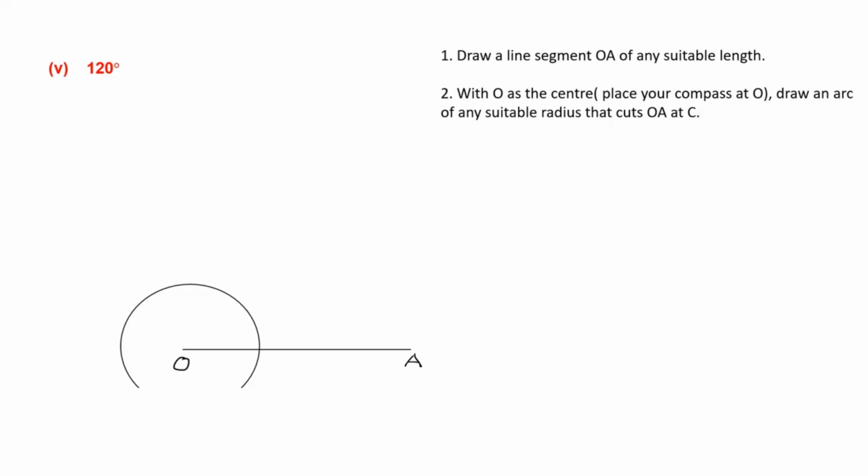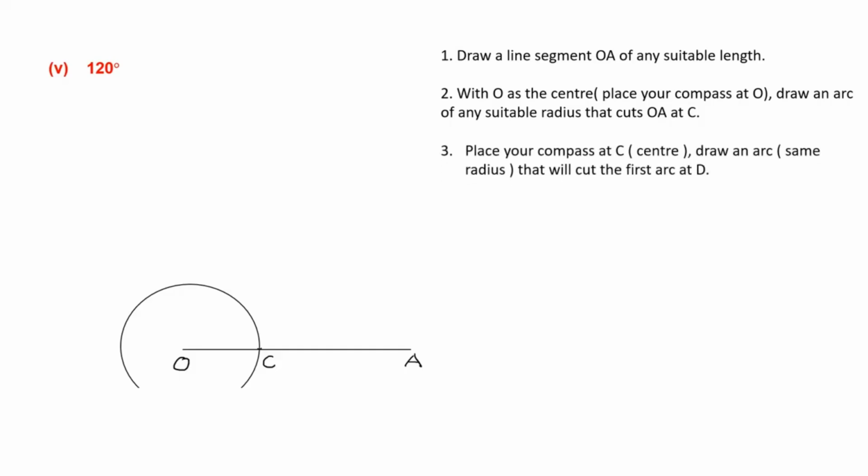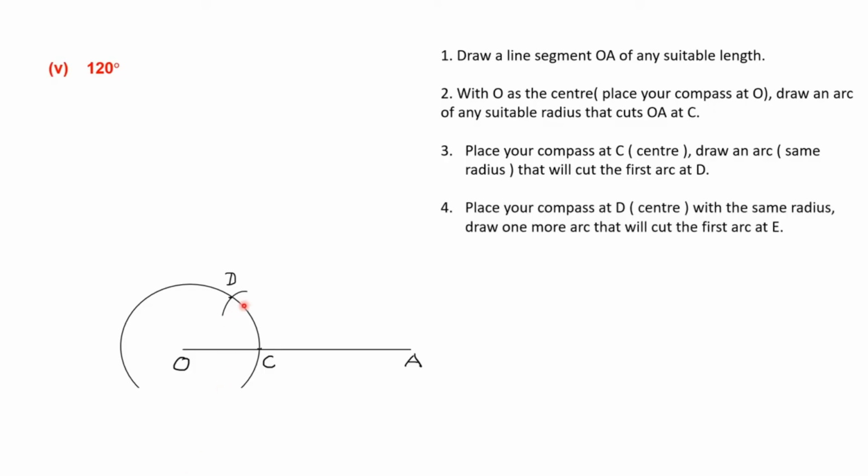Now this arc, as you can see, has cut the line OA at a point. We are going to name that point here as C. Next step, place your compass at C now. You have a point C, place it at C and draw an arc that will cut the first arc like this. So it has cut the first arc. Now this, where it meets, is called D. We are naming that point D. Now the next step, place your compass at D now. So place it at D and cut one more arc here. Okay, so let's do that. We are placing it there. We are cutting one more arc, where they meet is called E.